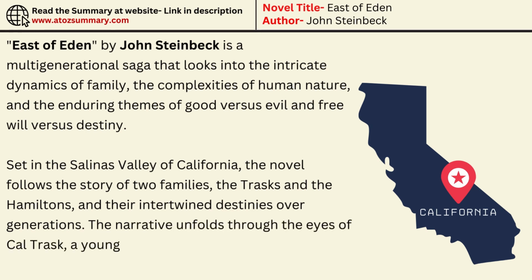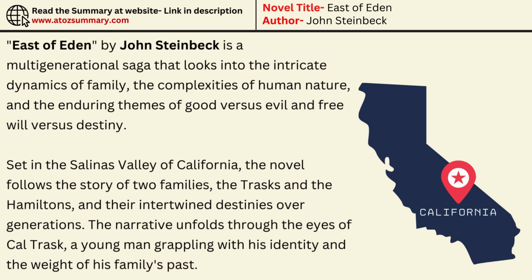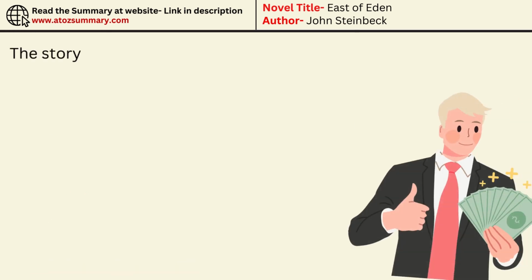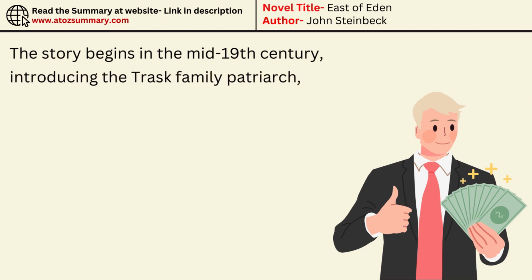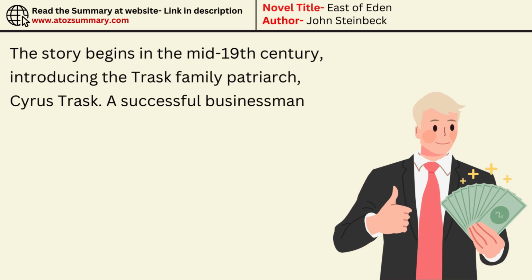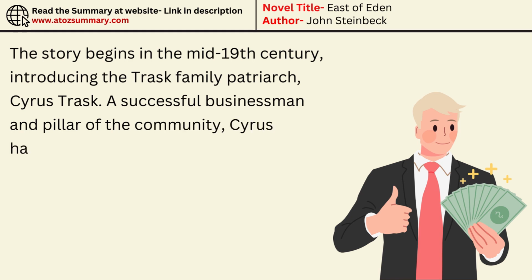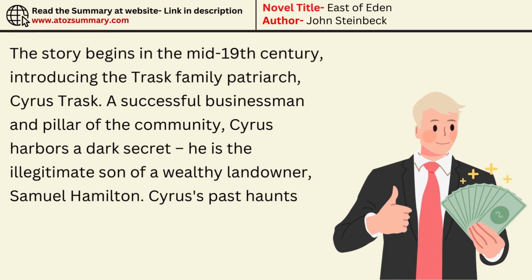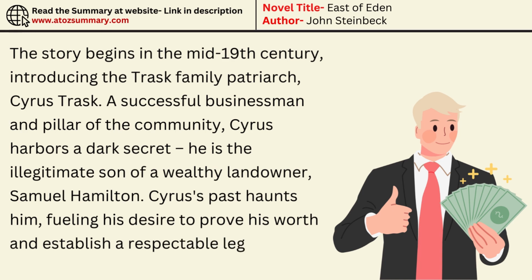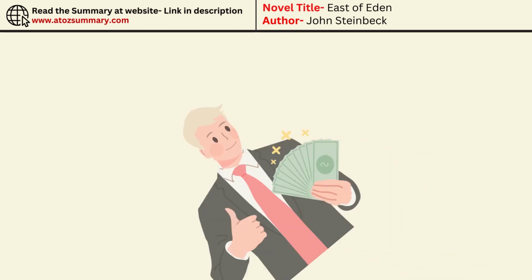The narrative unfolds through the eyes of Cal Trask, a young man grappling with his identity and the weight of his family's past. The story begins in the mid-19th century, introducing the Trask family patriarch, Cyrus Trask. A successful businessman and pillar of the community, Cyrus harbors a dark secret. He is the illegitimate son of a wealthy landowner, Samuel Hamilton. Cyrus's past haunts him, fueling his desire to prove his worth and establish a respectable legacy.